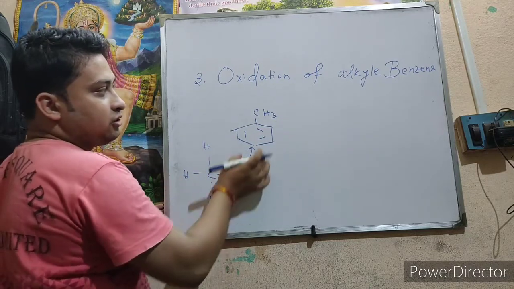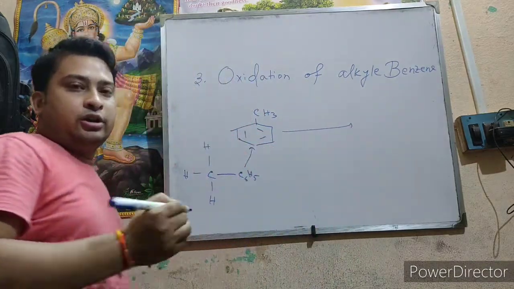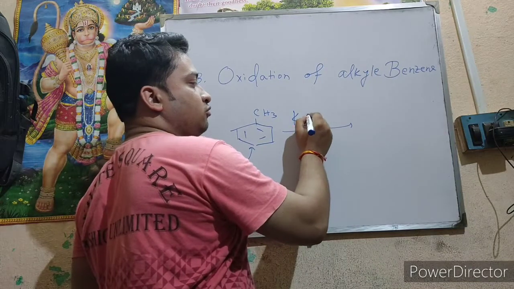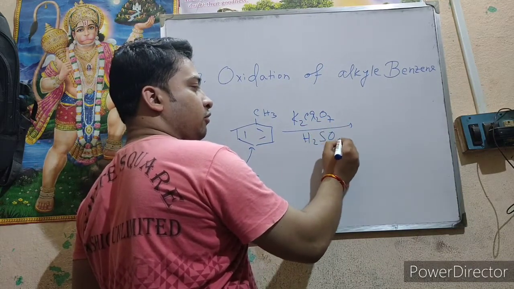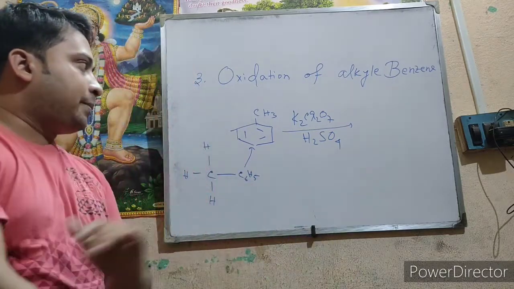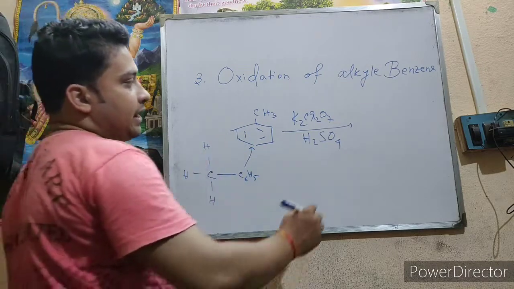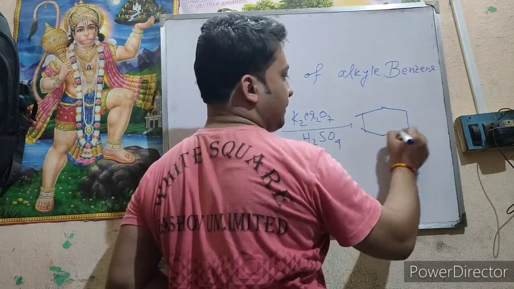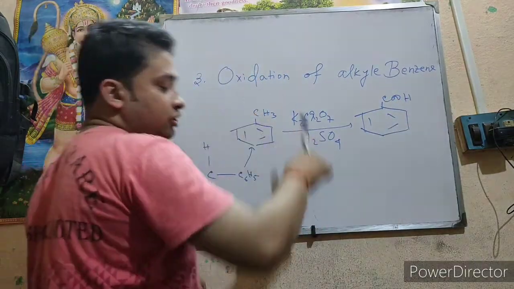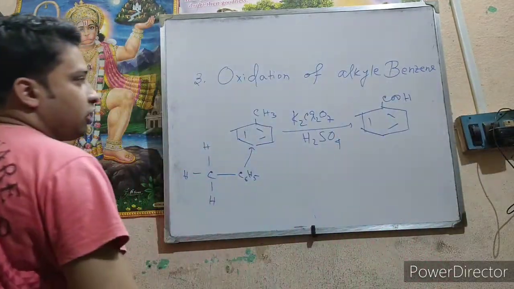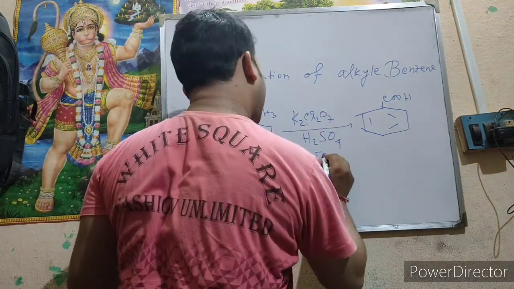So alkyl benzene. Then you oxidize it. You have a good oxidizing reagent, that is K2Cr2O7 and H2SO4. With K2Cr2O7 and H2SO4, from toluene you get COOH. This is the oxidation of alkyl benzene. Okay, this is the oxidation of alkyl benzene.